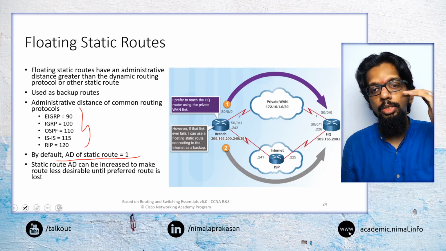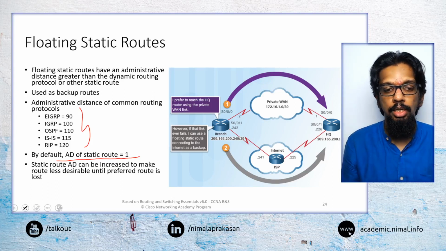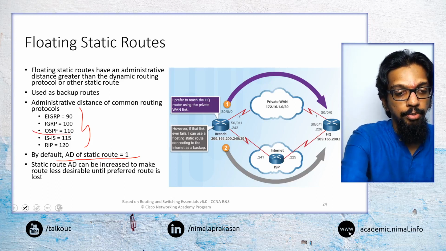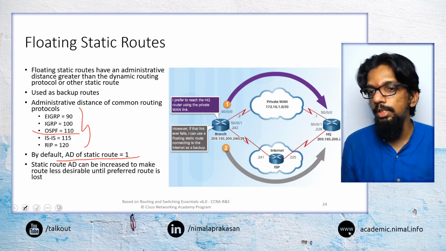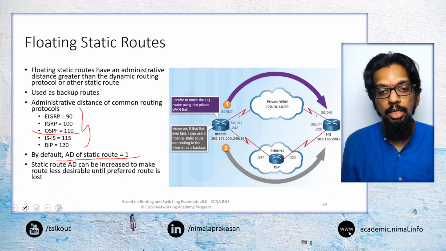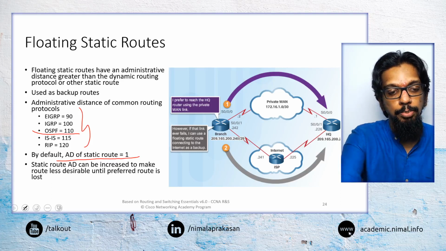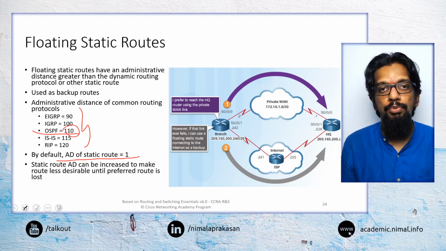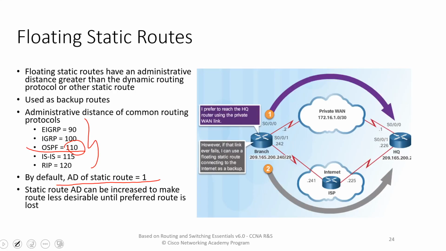Then if we want to set a static route here, say if OSPF is the protocol that we are using, and we want to prioritize something below that, we'll have to choose a number that is above 110. So that is how we would specify floating static routes.